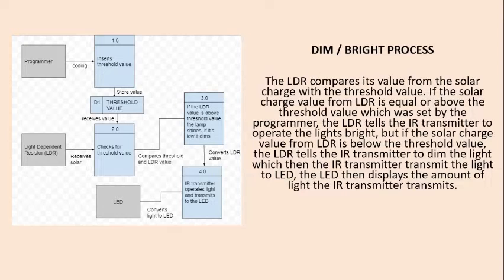But if the solar charge value from the LDR is below the threshold value, the LDR tells the IR transmitter to dim the light, which the IR transmitter then transmits to the LED. Then the LED displays the amount of light that the IR transmitter transmits.